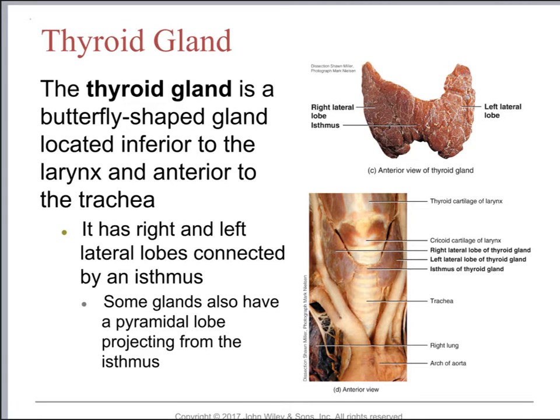One, it is a butterfly-shaped gland, and its location, number two, is inferior to the larynx and anterior to the trachea. It has right and left lobes that are connected by a bridge. That bridge is called the isthmus. So if we were to take a pen and highlight in black the isthmus and our left and right lobes. Now, it reaches around the trachea and doesn't touch in back. Now, some glands also have a pyramidal lobe projecting from the isthmus.